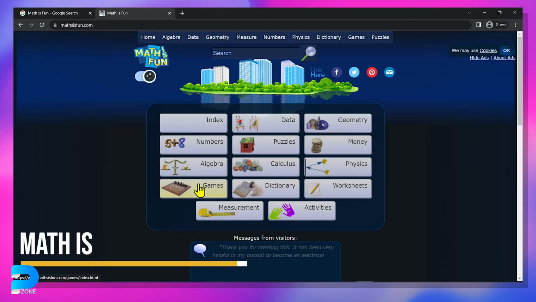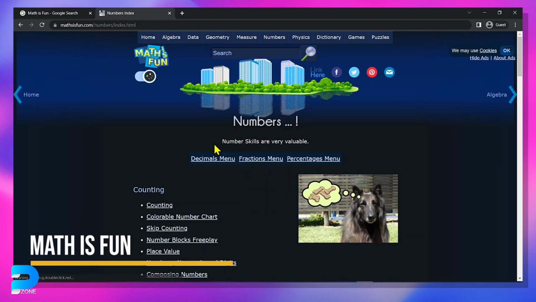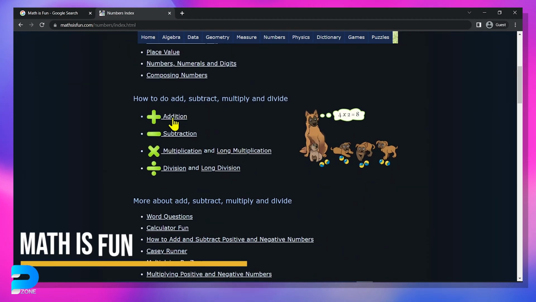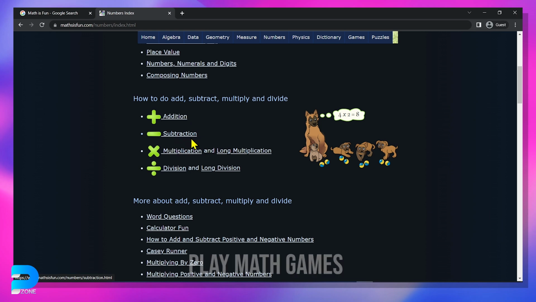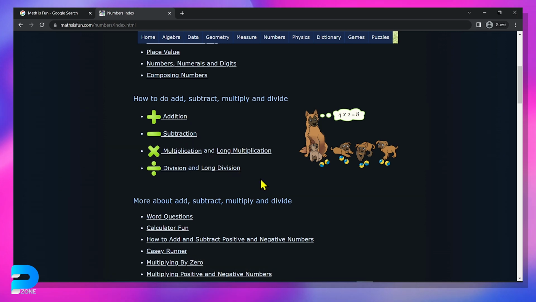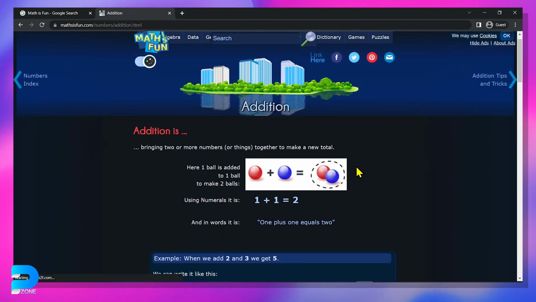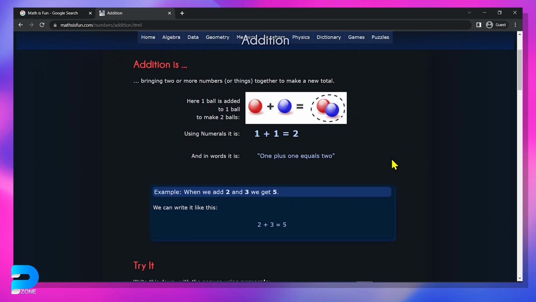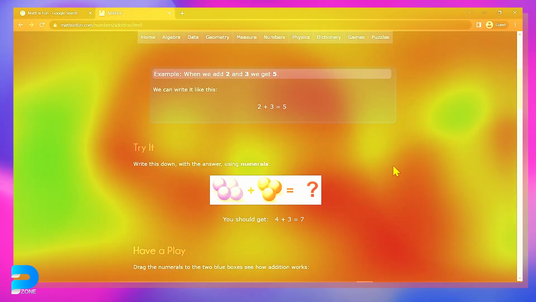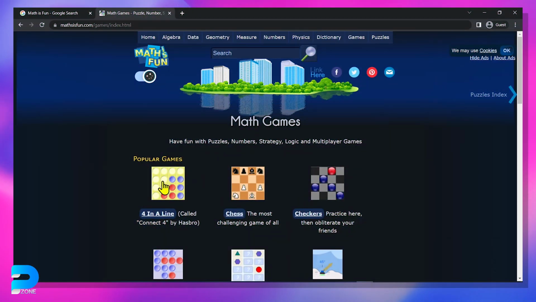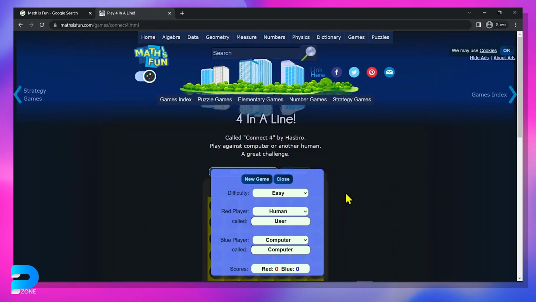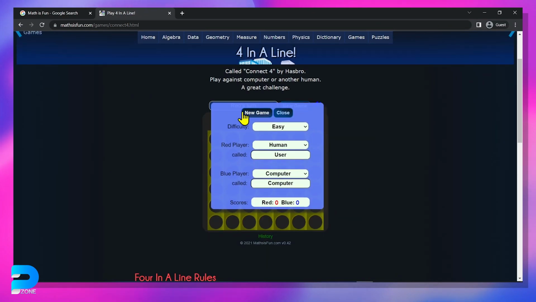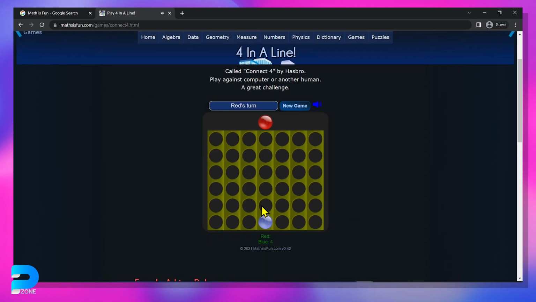Number 2. Mathisfun. Mathisfun is a website with lots of fun activities. You can play math games like addition and subtraction. You can also practice multiplication and division, and factoring. There are a variety of math games to choose from. For instance, you can play sorting or matching. These games can be challenging and fun. All the puzzles are easy to solve. You won't need much knowledge to solve them.